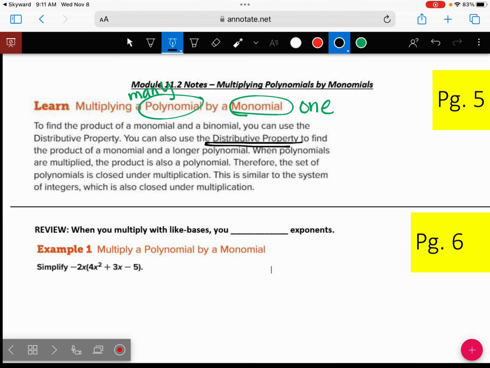Now, at the top of page 6, who remembers from our last test, what do you do with your exponents when you're multiplying them? You add. So can you write add? We're going to add the powers, adding the exponents at the top of page 6. All right, so let's go ahead and go through a few of these together.